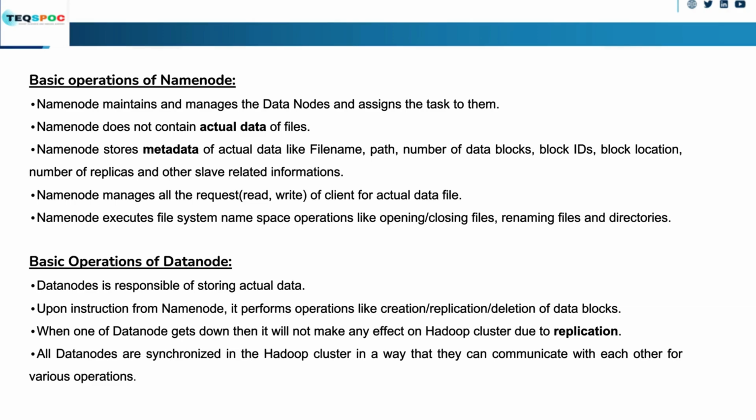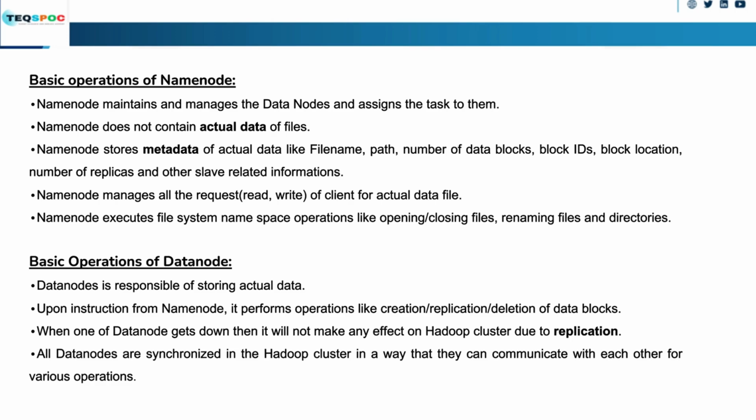Now let us go through some of the basic operations of NameNode as well as the data node. NameNode maintains and manages the data nodes and assigns the tasks to them. So as I just explained, with that manager and team member interaction, right? Whenever a read-write operation is induced upon the Hadoop cluster, the NameNode will take care of it first. NameNode will allocate the blocks. NameNode will create the replicas, and then the data will be put into the data nodes.